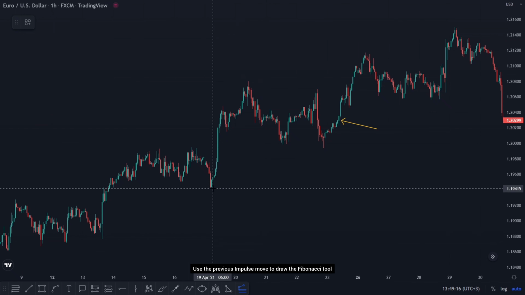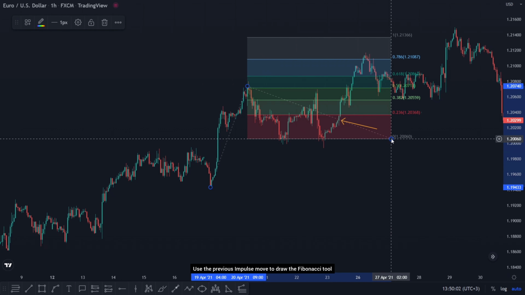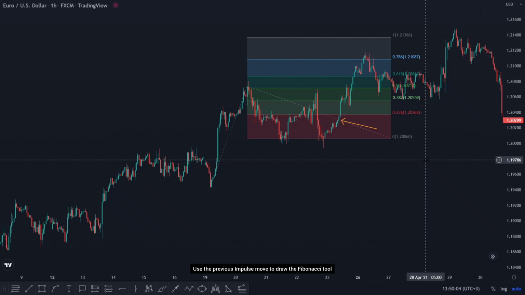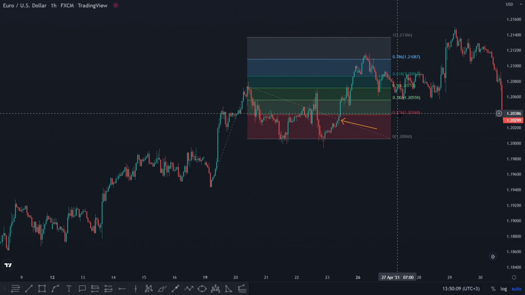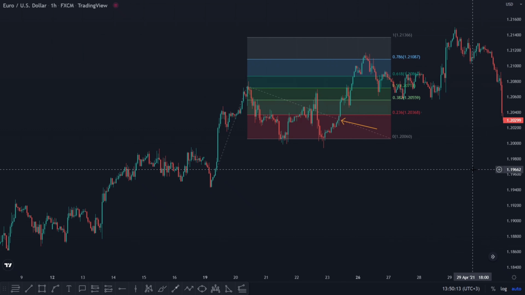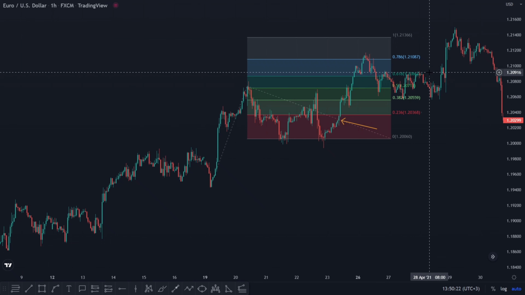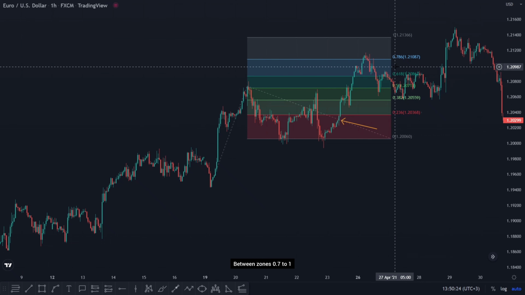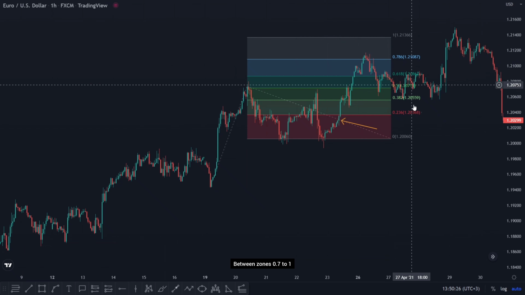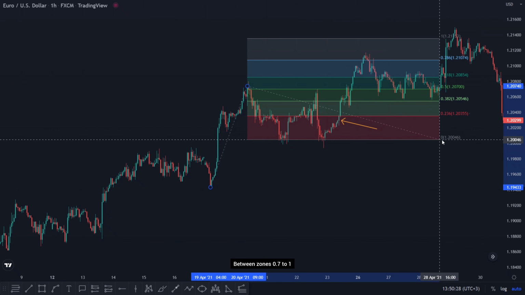So the previous impulse, you start with the previous higher low. And as you can see, the Fibonacci extension tool has several price zones. We have the 0.2, 0.3, 0.5, all these levels. So the question is, where do you exit your trade? The best point to exit your trade using the Fibonacci extension level is usually anywhere between the zone 0.7 to 1. So let me just extend the Fibonacci to the right for you to see.